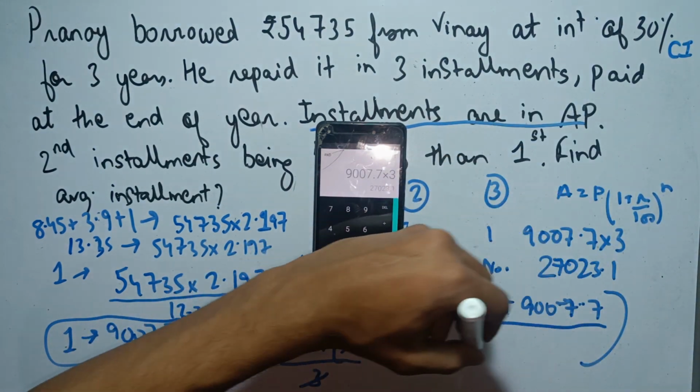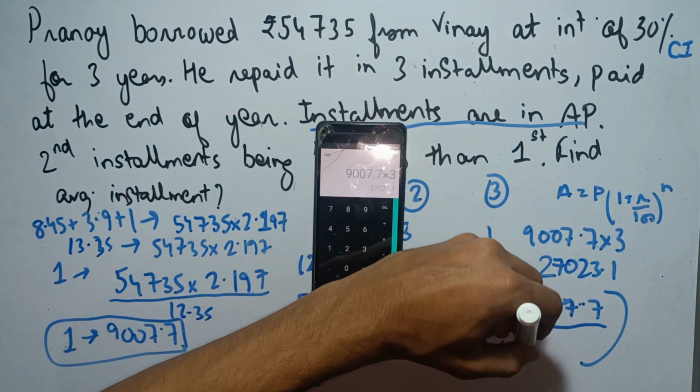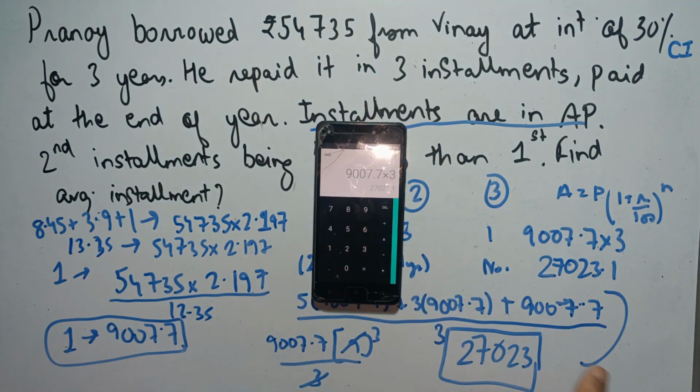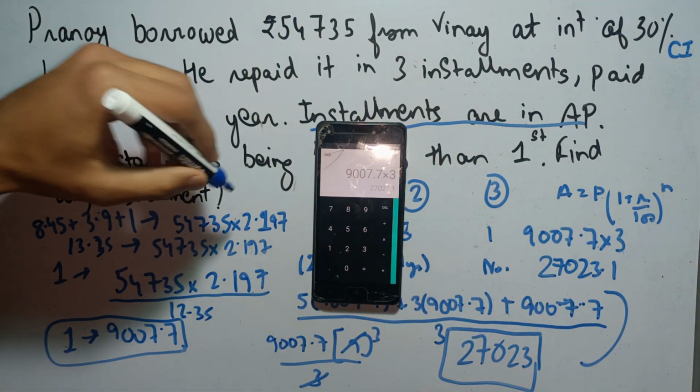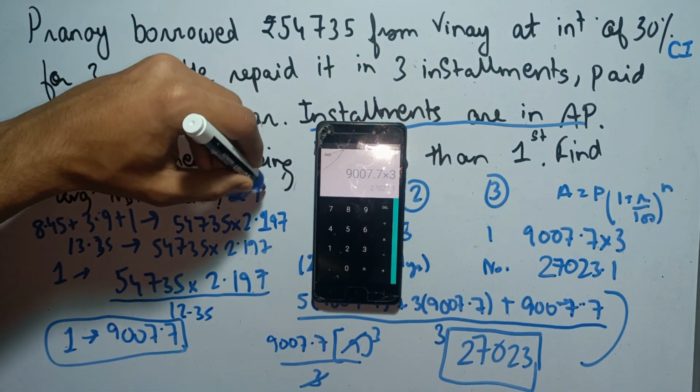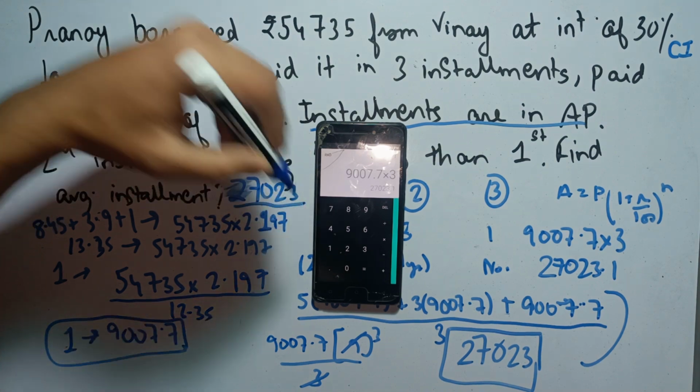27023.1, or we will round this off, we'll get 27023. So the required answer for this question is 27,023 rupees. So the average installment is 27023. Thank you.